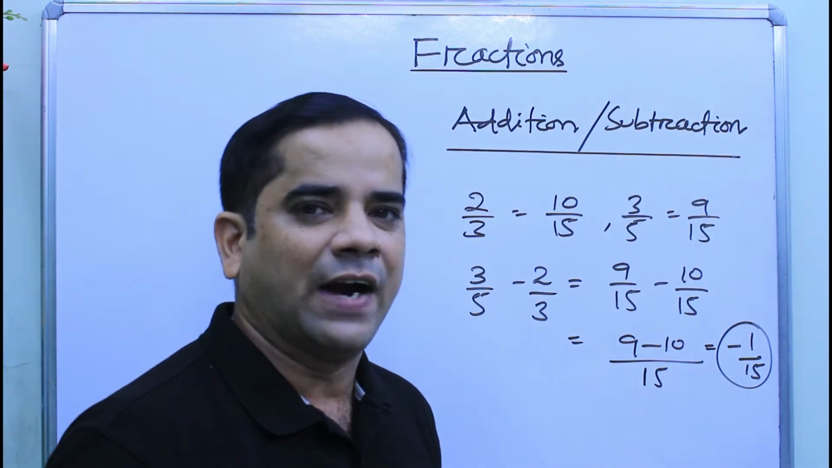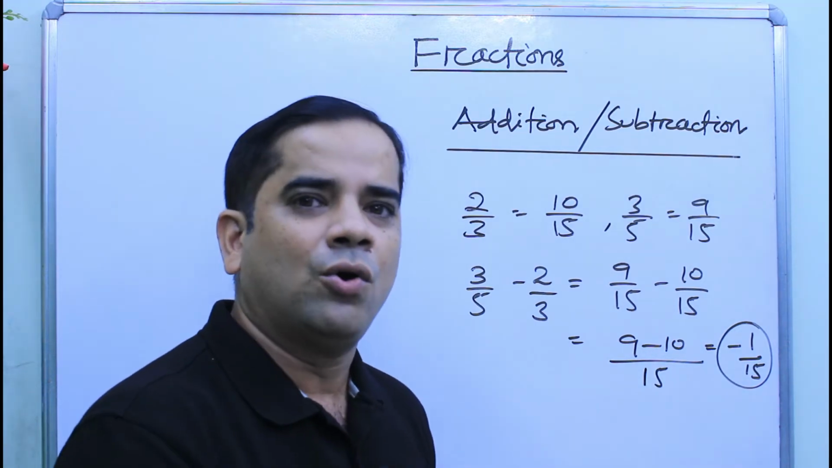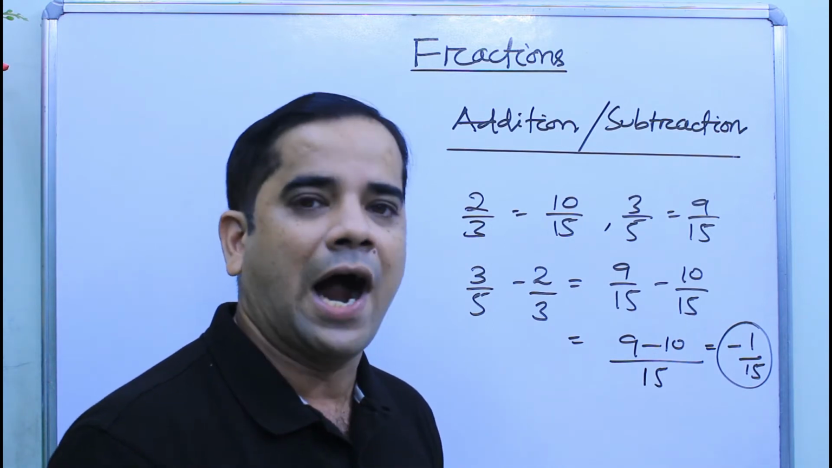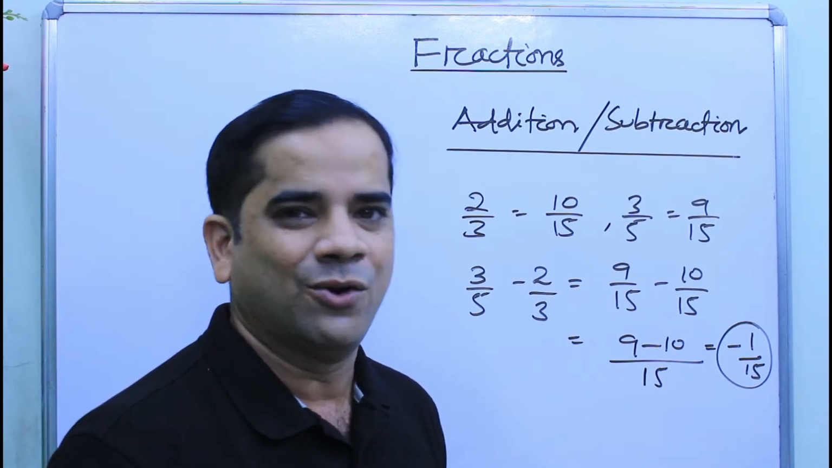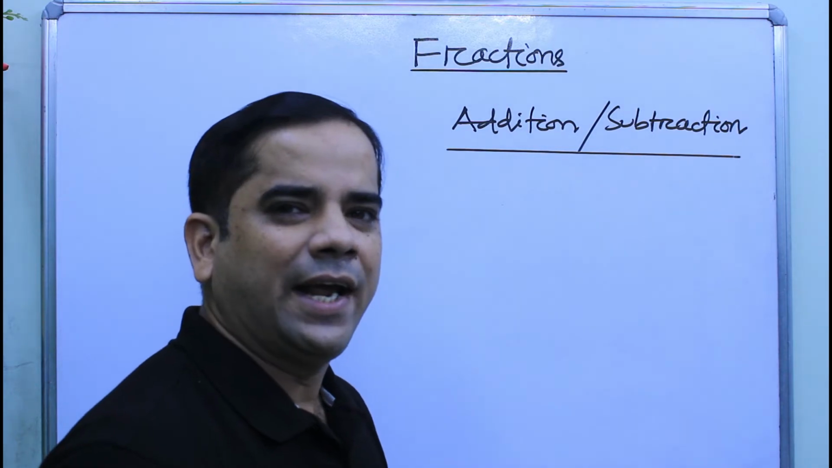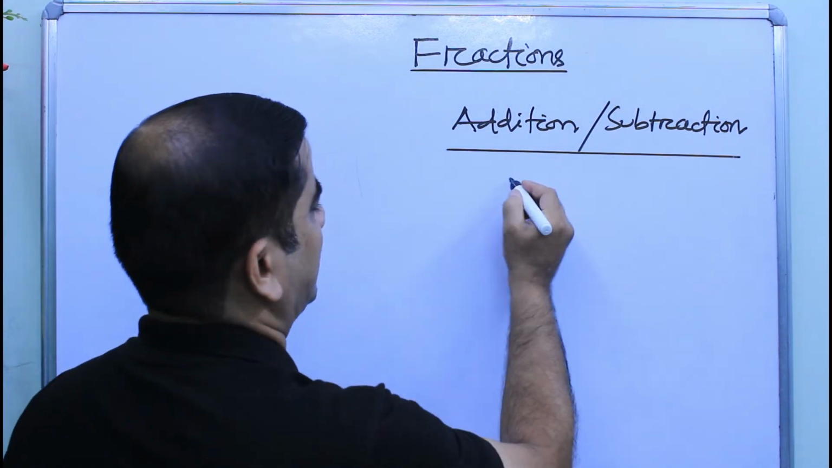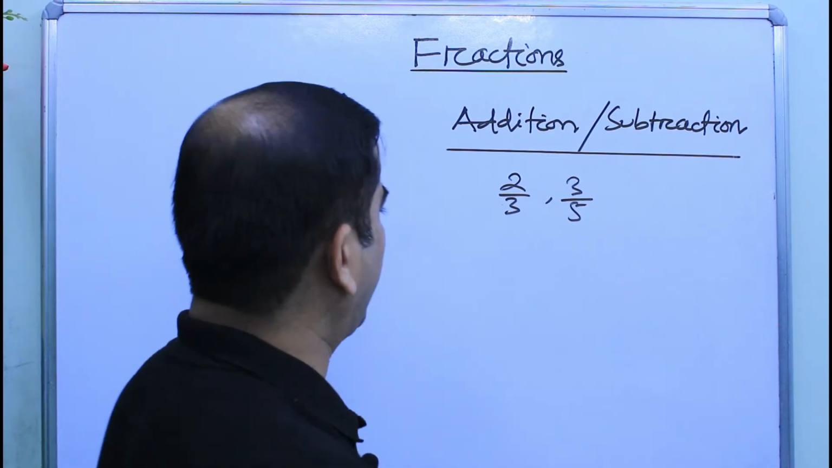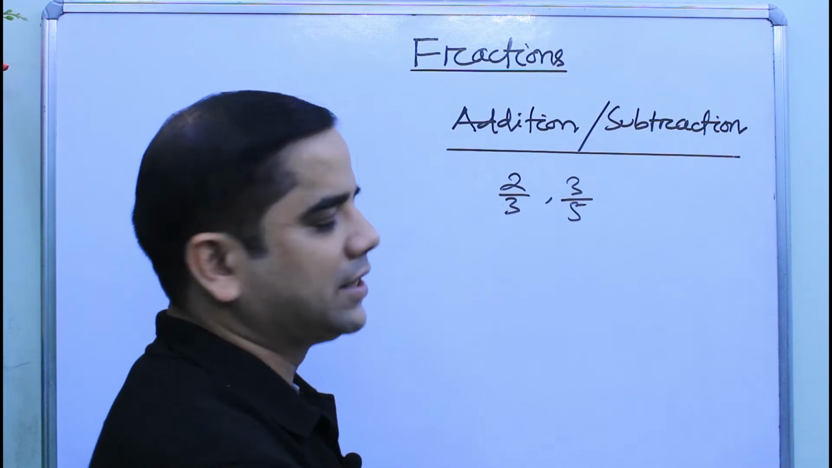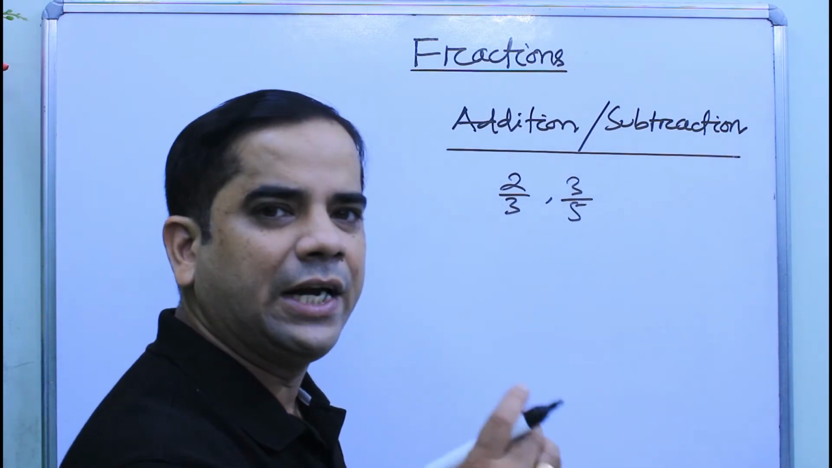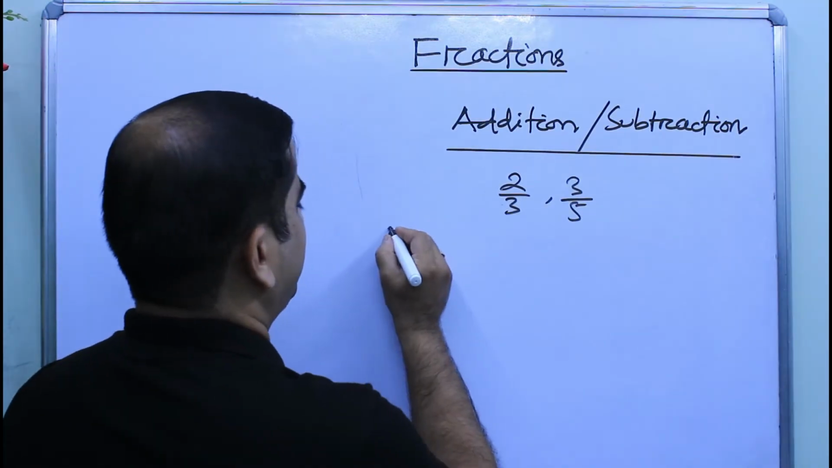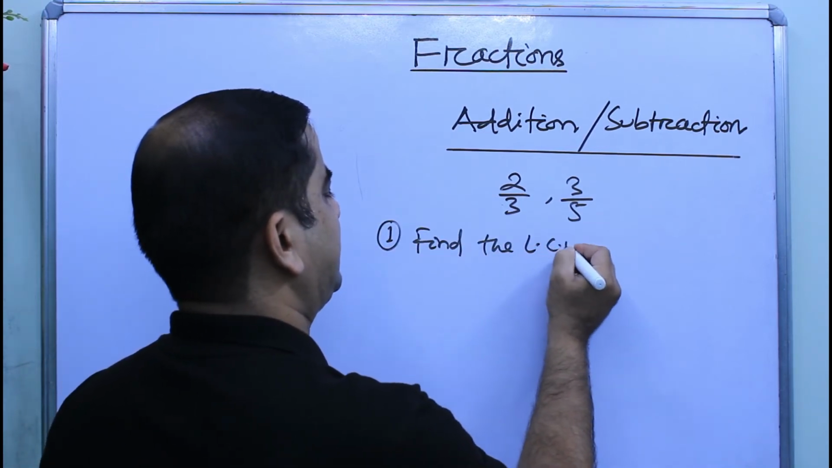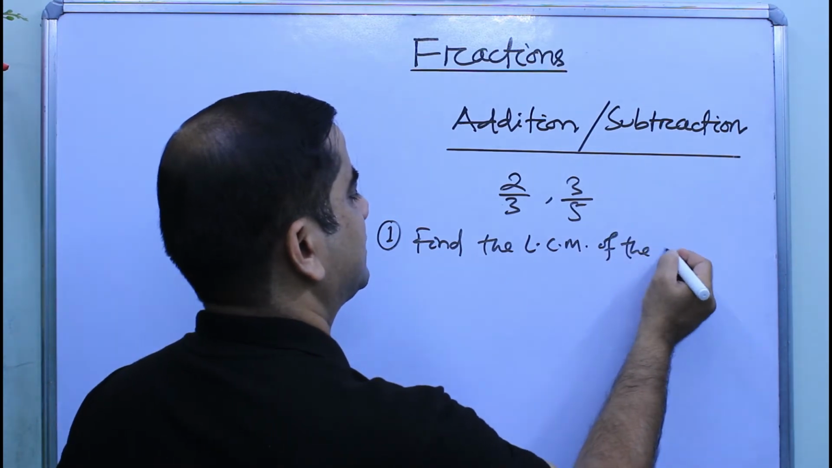Students, now we are going to discuss another way which we generally follow to add or subtract multiple fractions. Let us now take the same fractions 2 by 3 and 3 by 5 and find their sum. To add or subtract these fractions, we need to follow certain steps. Step 1, find the LCM of the denominators.